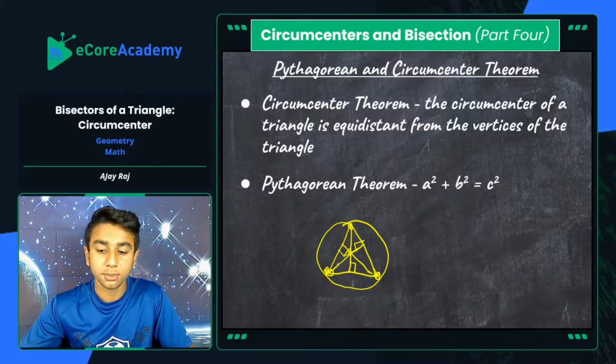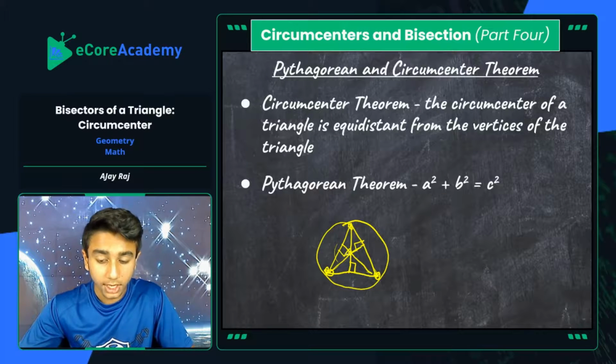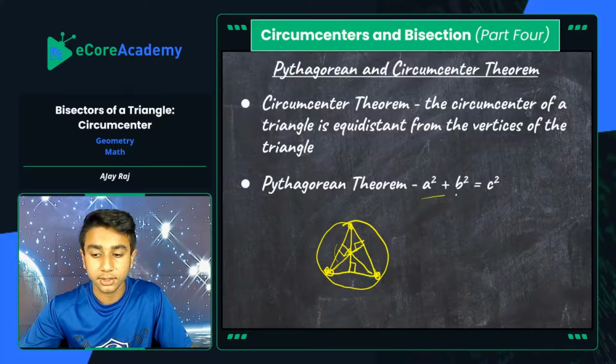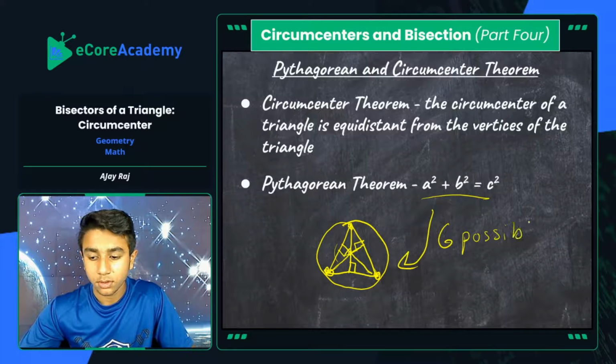As you can see here, it splits it up into 6 different right triangles if you look closely, and you can use the Pythagorean theorem given the radius of this circle, or the distance between the circumcenter and a point on the circle, or any of the vertices in general. So you can utilize this for all six possible right triangles.